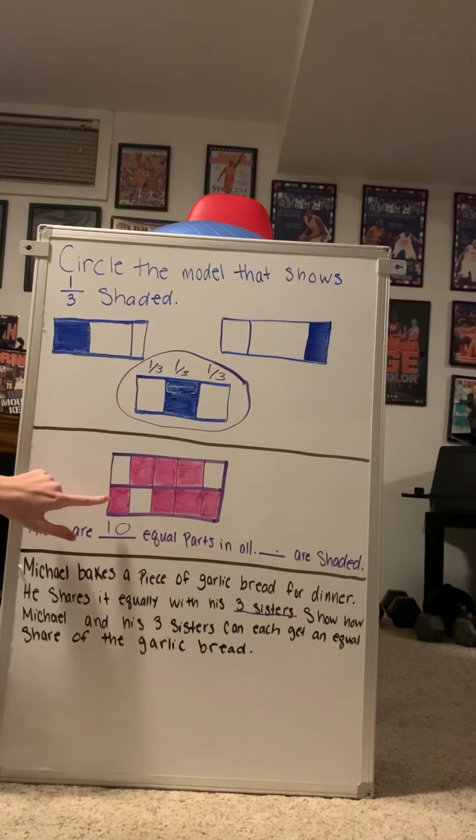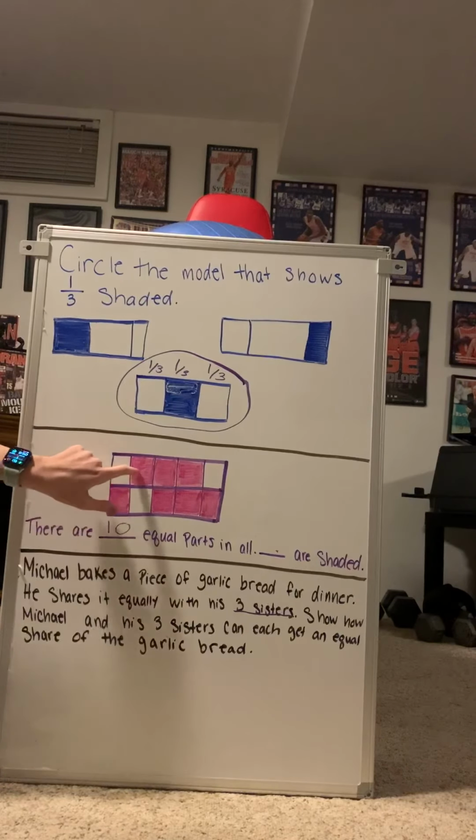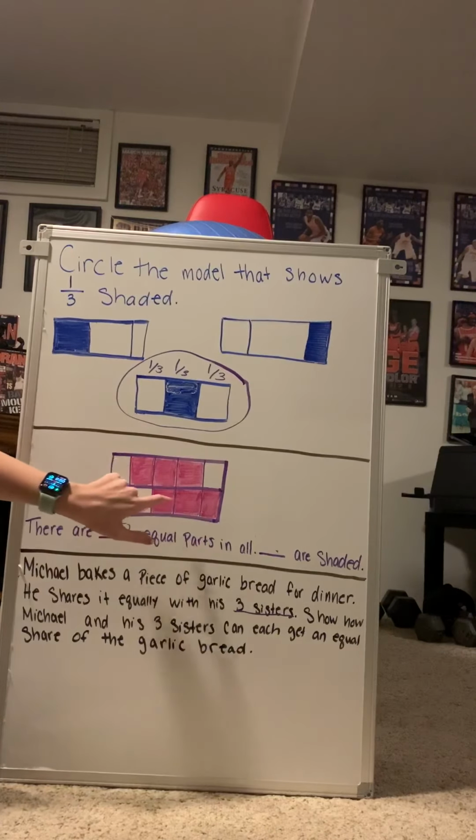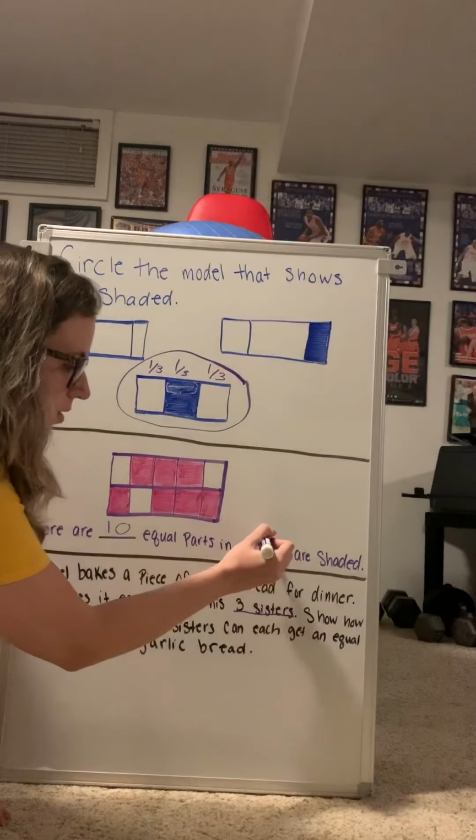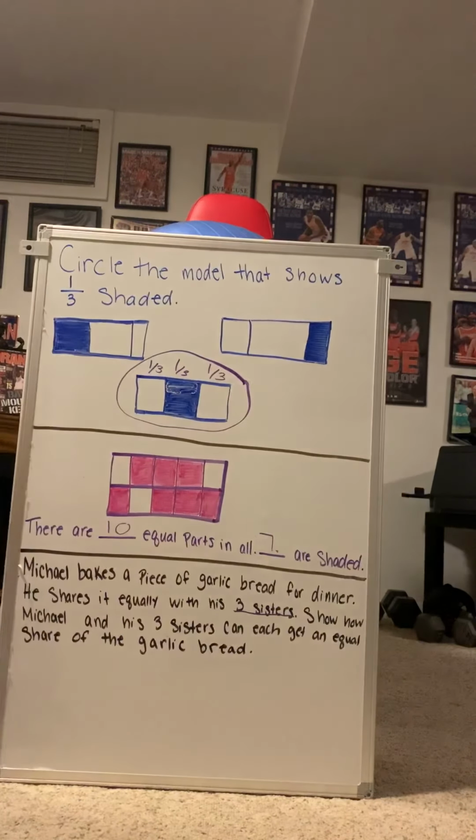The second part asks me blank are shaded. Now I'm going to count the ones that are shaded in. 1, 2, 3, 4, 5, 6, 7. So 7 are shaded.